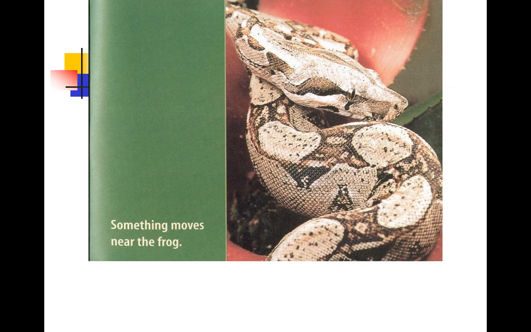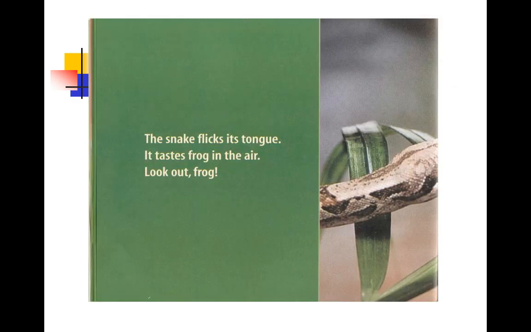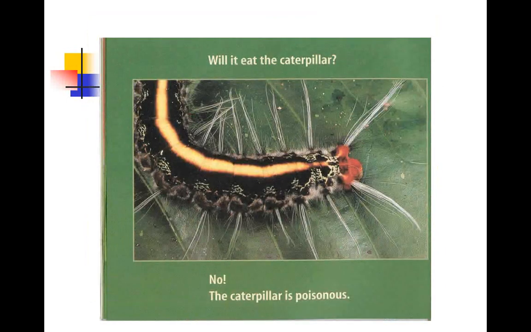Something moves near the frog. The snake flicks its tongue. It tastes frog in the air. Look out, frog. Will it eat the caterpillar? No, the caterpillar is poisonous.